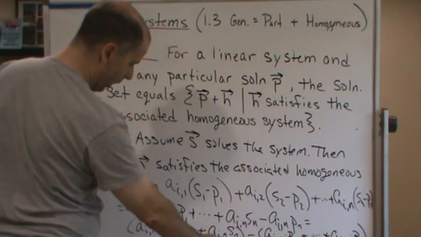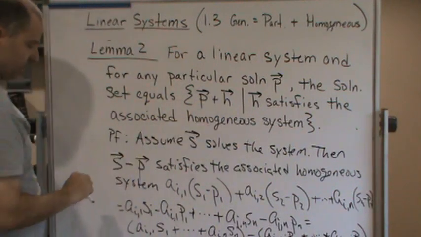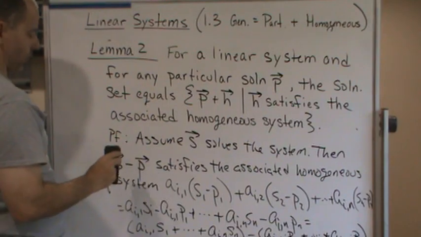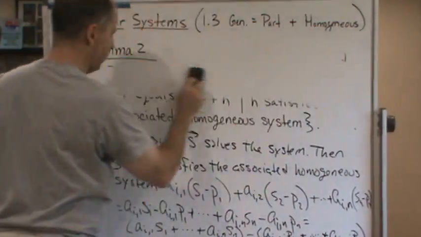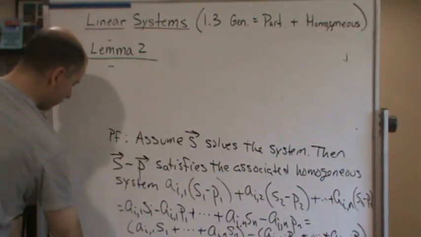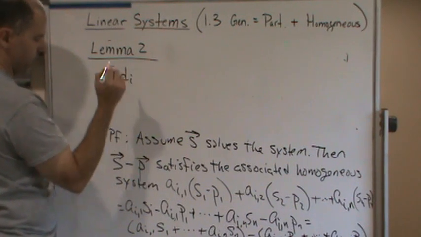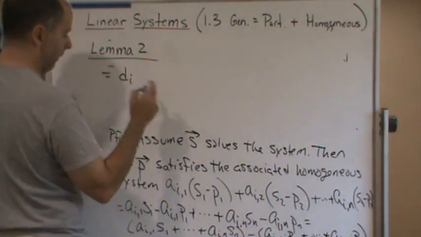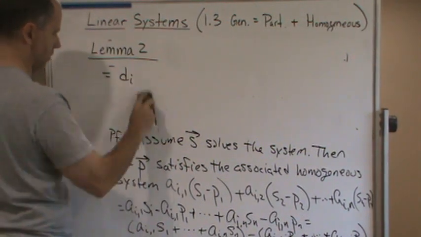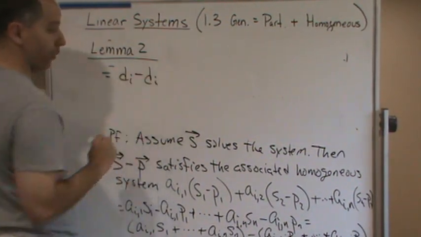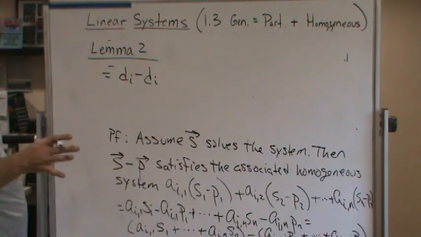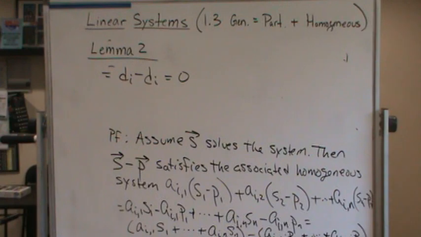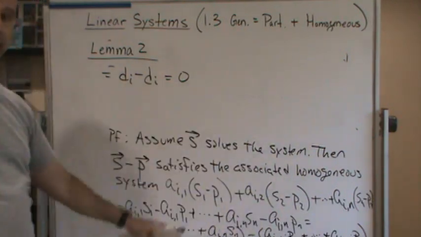Now, here's the thing. S is a solution. It solves the system, right? So what's the solution to the system? Let's call it d sub I, because we're talking about the ith index. So this is going to equal d sub I, but this is also a particular solution. We already started with that, that was given. So that's going to be minus d sub I again, because they're both solutions to the same index equation. So that means this is going to be zero, which is a solution to the homogeneous system. And we just showed that that's true for all of the index equations I.